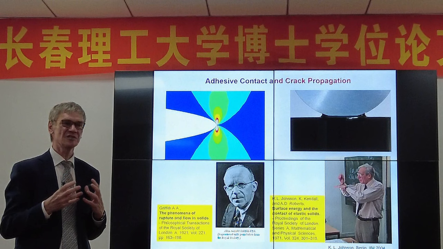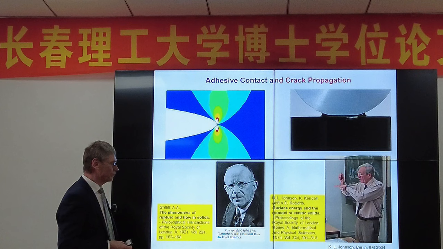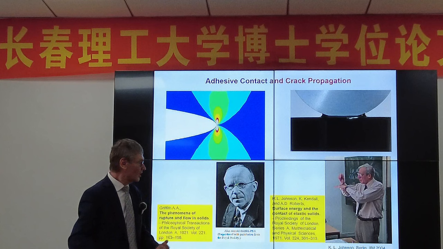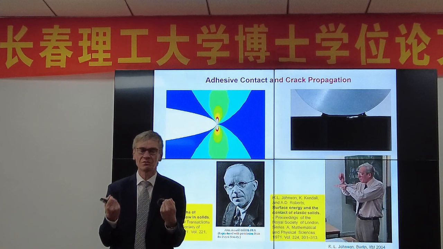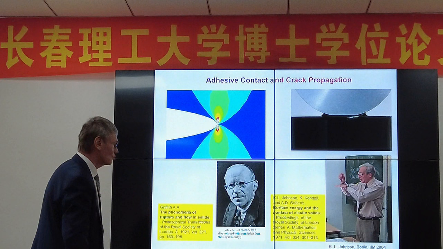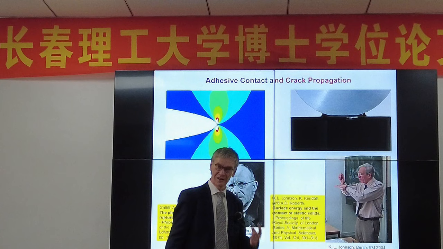He made it on the basis of the principle of energy balance. He said that the crack is in equilibrium if the elastic energy released by a small movement of this crack is equal to the work of adhesion, the work which is needed to detach two surfaces from each other. This was 1922, Griffiths. And these guys understood that the adhesive contact is a Griffiths crack.